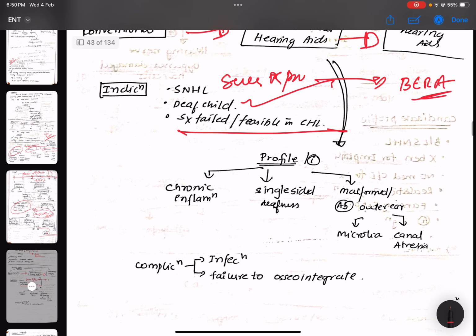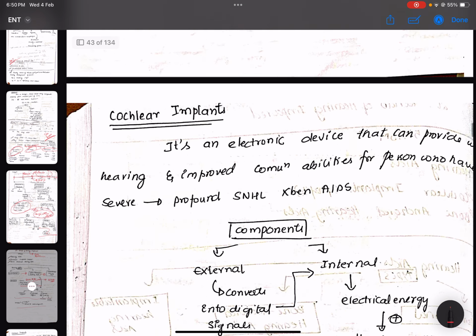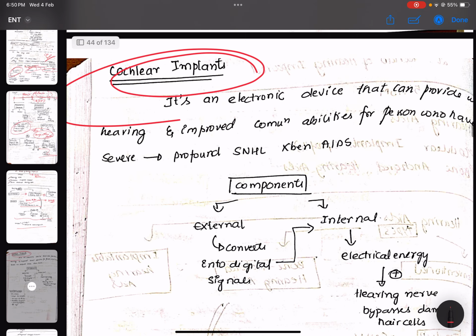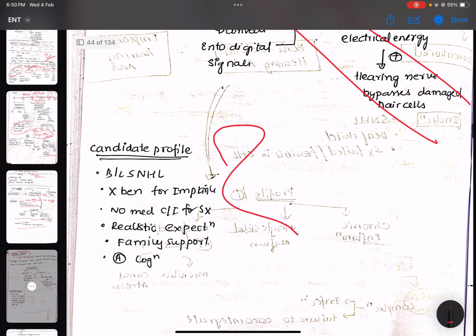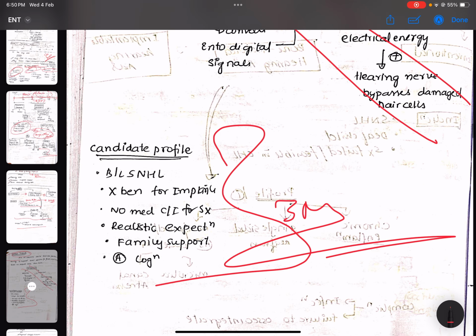Okay. So this is the patient profile, complication. But what important thing they ask is about cochlear implants. Okay. Again, the components itself is not important, but candidate profile for a 3 marker is an important thing. So make sure you study accordingly. Again, bilateral SNHL with what type of SNHL? That is profound. Okay.